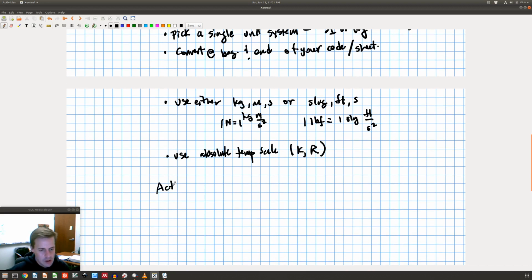So here now is a unit activity. Take a few minutes, stop, and go do that activity and practice some unit conversions in Excel.